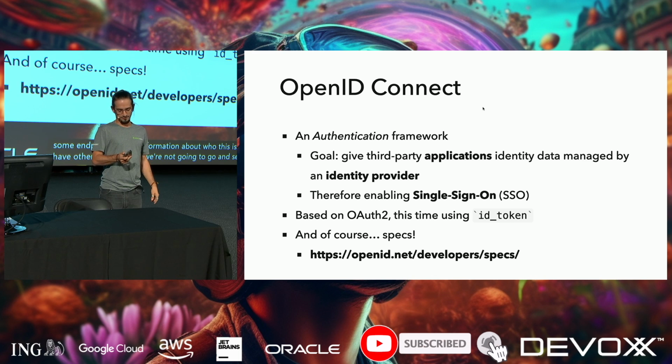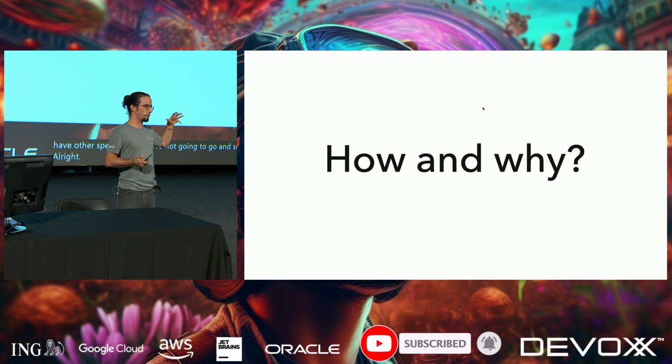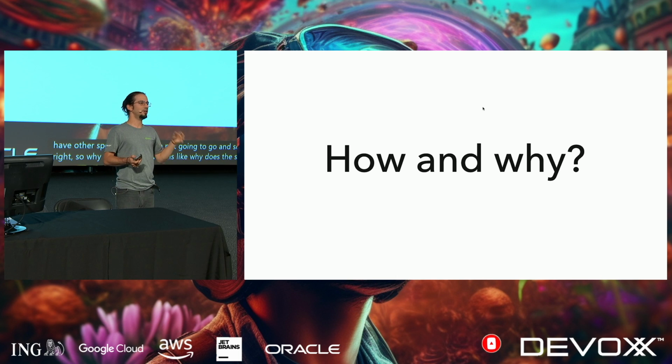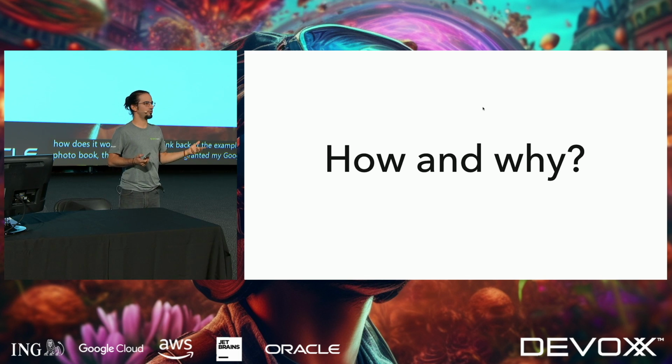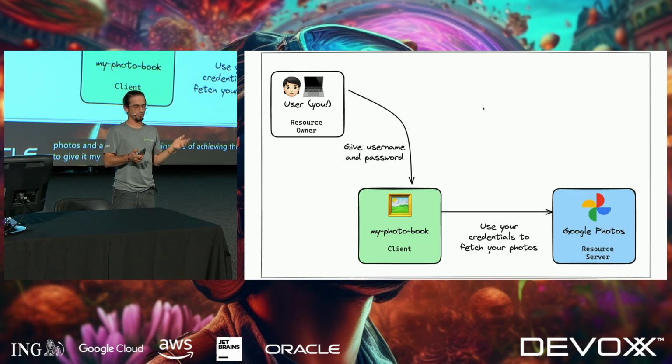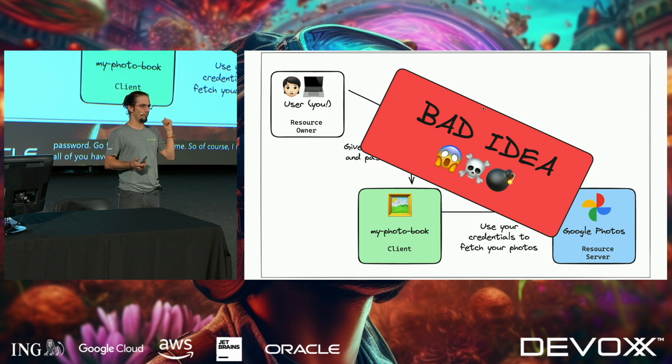All right, so why do we have this? Like, why does this exist, and how does it work? So if you think back at the example of myphotobook.example.com, I want to grant it access to my Google Photos, and a naive way of achieving this goal is to give it my password, my credentials. So here's my email, here's my Google password, go fetch the photos for me. Of course, I imagine all of you know that this is a terrible idea, you don't want to do this. For multiple reasons.